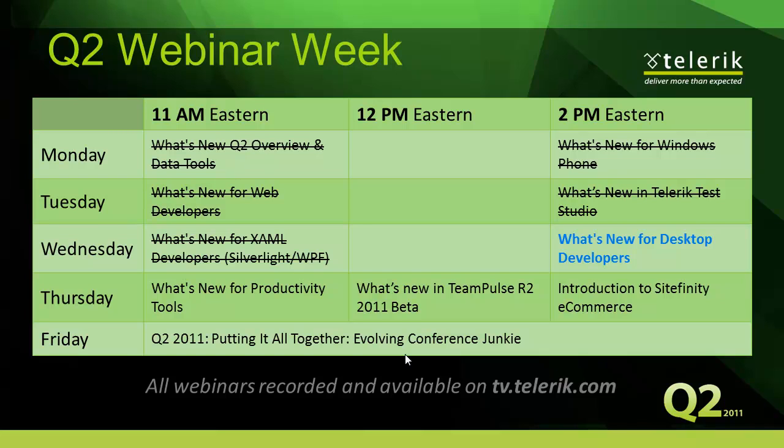Tomorrow, jam-packed day, 11 a.m. What's new in the productivity tools? JustCode, JustMock, JustDecompile, and JustTrace. 12 o'clock. What's new in TeamPulse R2 2011? That's the beta of the R2 release. Like I said, TeamPulse has been out for a while now. This is just a beta of the newest rev. 2 p.m. Eastern. Introduction to Sitefinity, the e-commerce module that we're very, very proud of. And then Friday, all hands on deck, putting it all together. You get to see all this stuff working together in action.